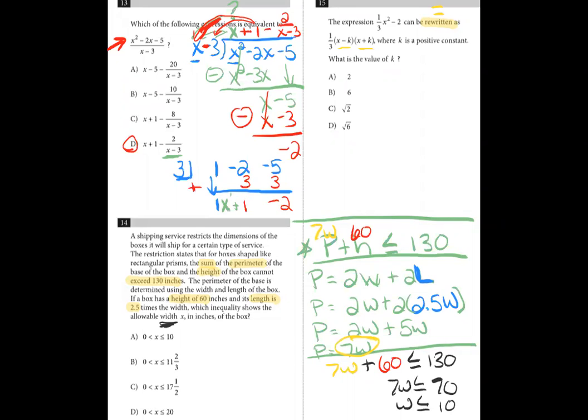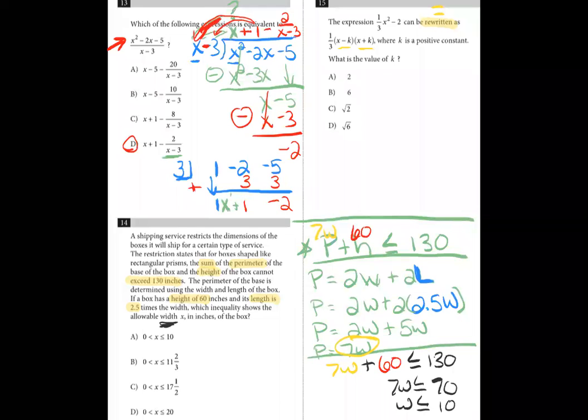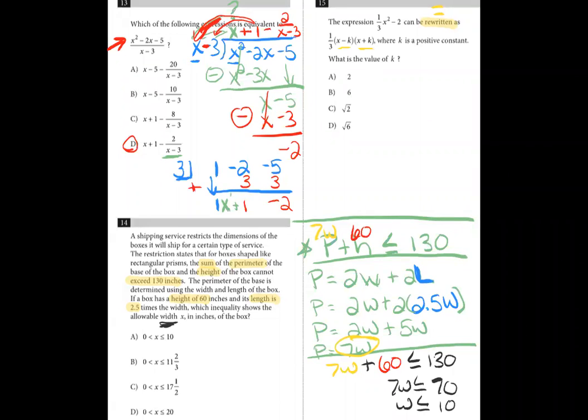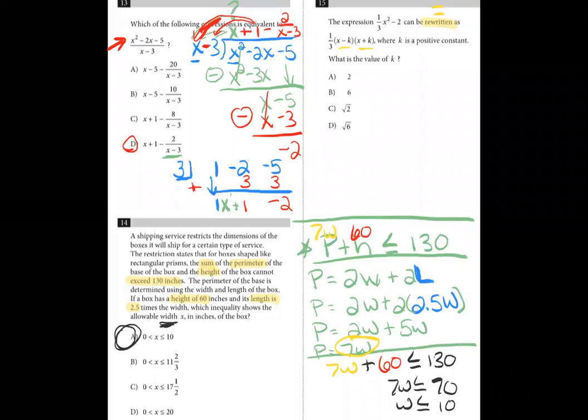So which one is an acceptable range? We would have A, between 0 and 10. So again, some basic substitution, but the key is translating first. All right, next one, number 15.